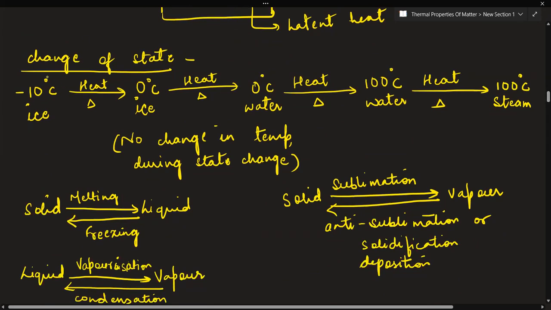Now see. Supposedly, I have ice and the temperature is minus 10 degrees Celsius. Whenever I apply heat to this ice at minus 10 degrees Celsius, on application of heat it converts into water. But when we apply heat to this ice, if the temperature is not 0 degrees Celsius, then first the temperature of the ice will rise up to 0 degrees Celsius. So from minus 10 degrees Celsius, it is now 0 degrees Celsius ice.